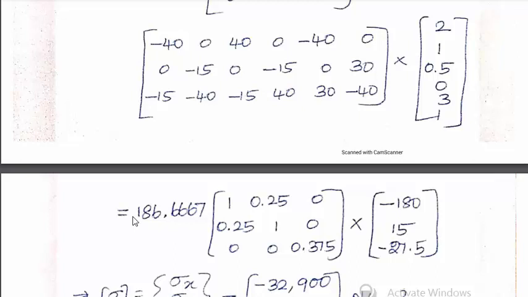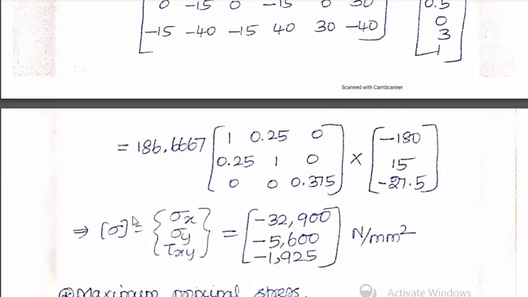Secondly, by multiplying the D matrix and the resultant matrix of the multiplication of matrices B and U, we arrive at the stress matrix sigma x, sigma y, tau xy like this: minus 32,900 newton per mm square along the x axis, minus 5,600 newton per mm square along the y axis, and minus 1,925 newton per mm square along the shear direction.